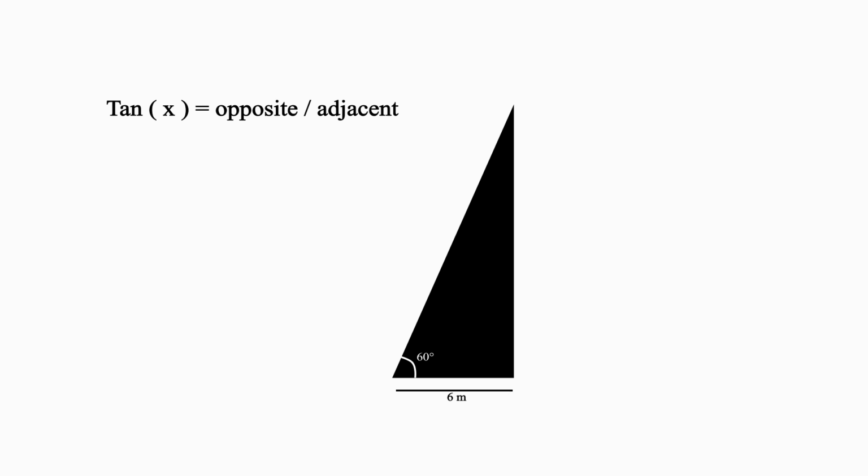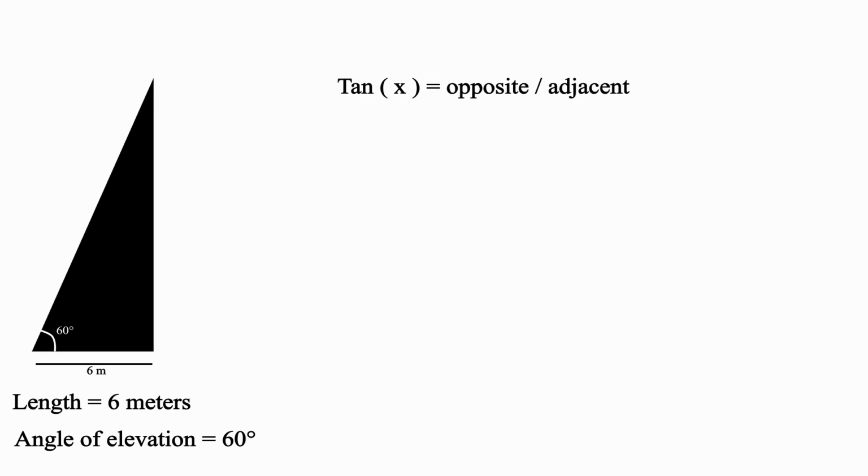Like we said just now, the length is 6 meters and the angle of elevation is 60 degrees. Next, let's substitute in the tangent equation, which is tangent equals opposite over adjacent. By looking at the triangle, we can determine that we are trying to find the opposite, which is our h, and we already have the value of the angle and the adjacent. By using these values, we can substitute into the equation: tangent 60 equals h, which is our unknown, over 6. Okay, so now we have an equation.